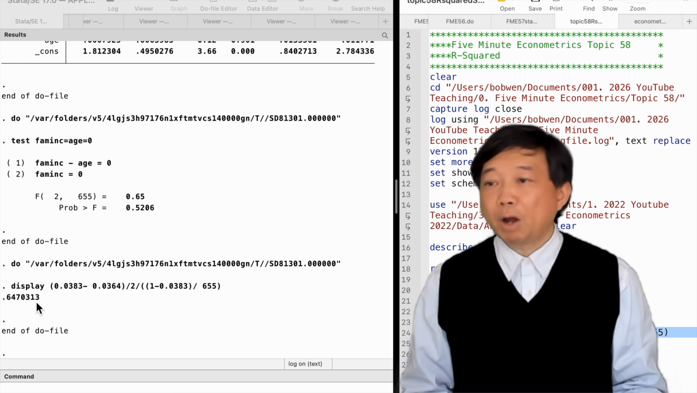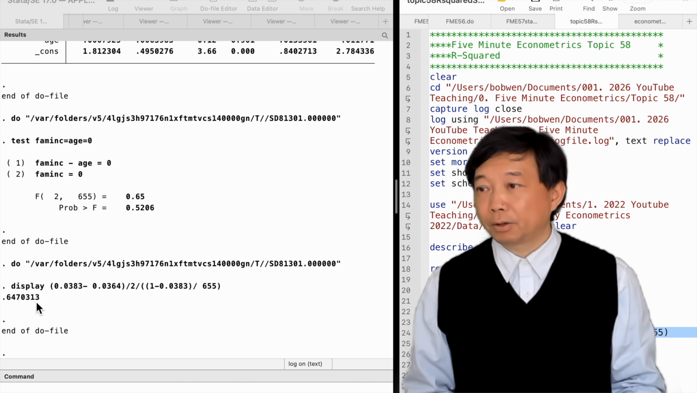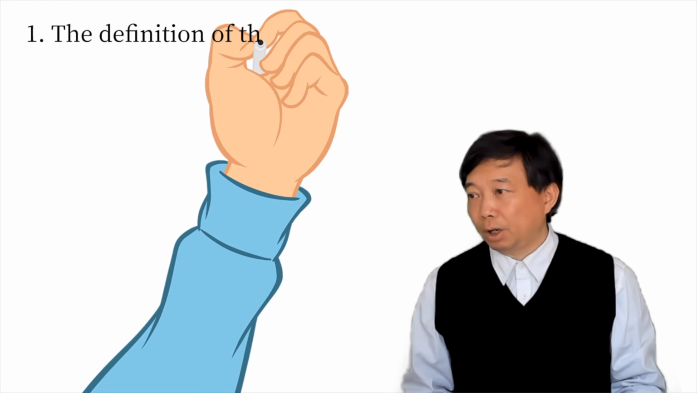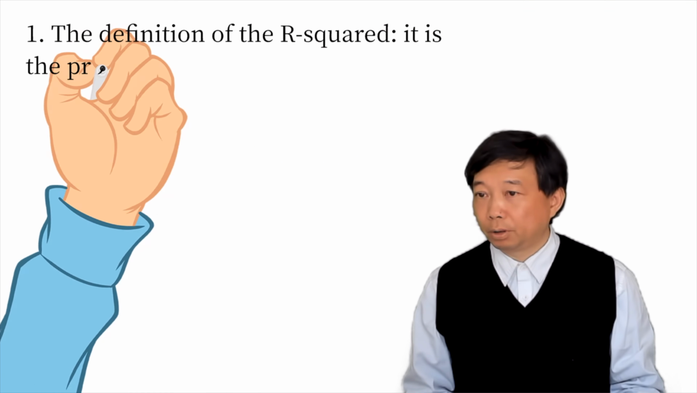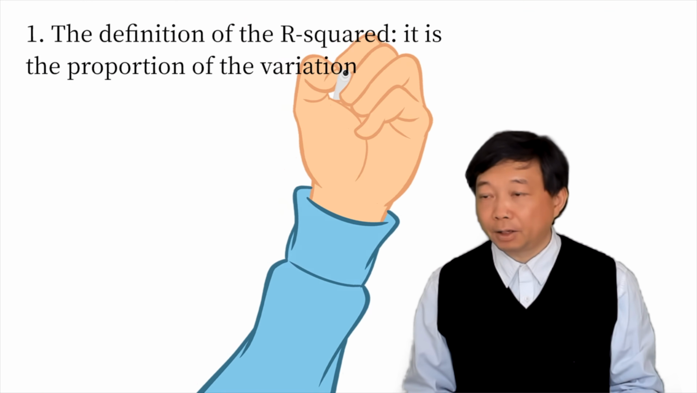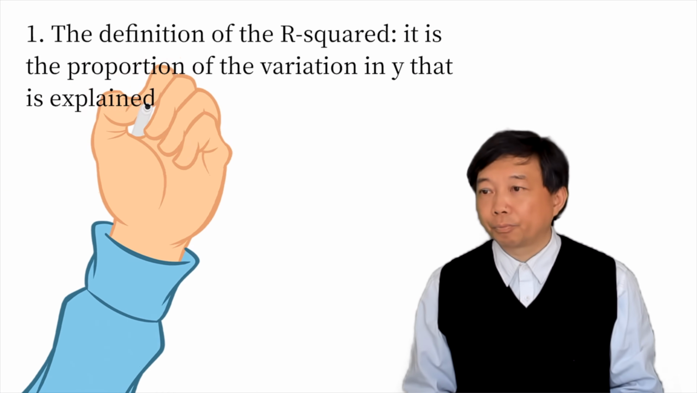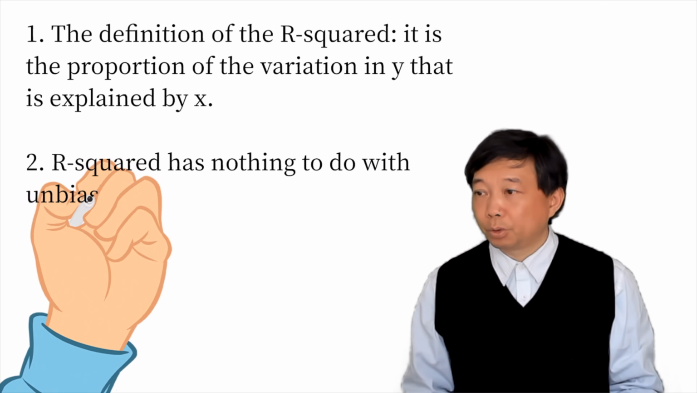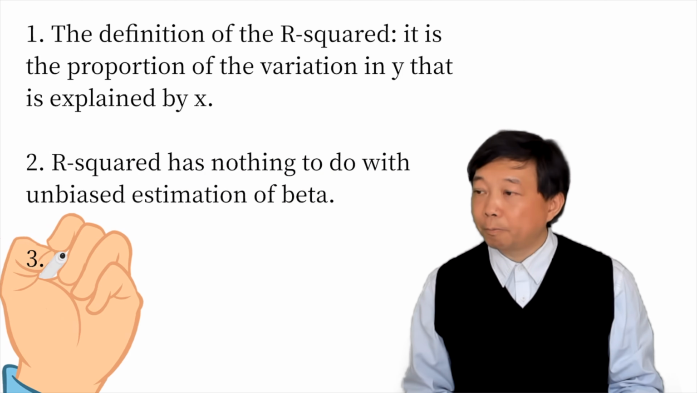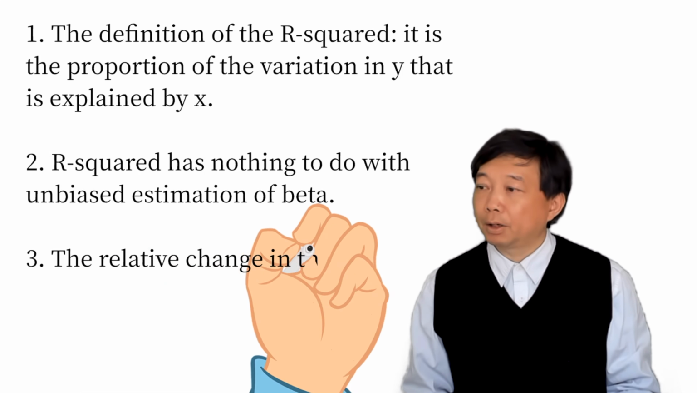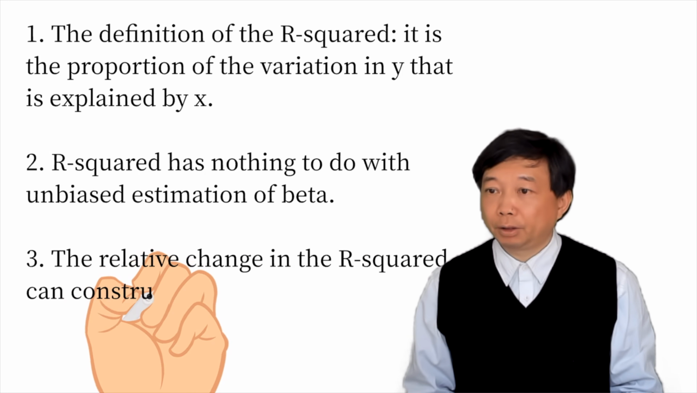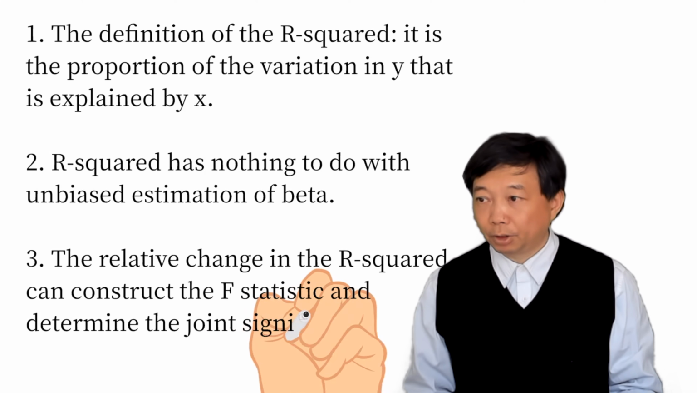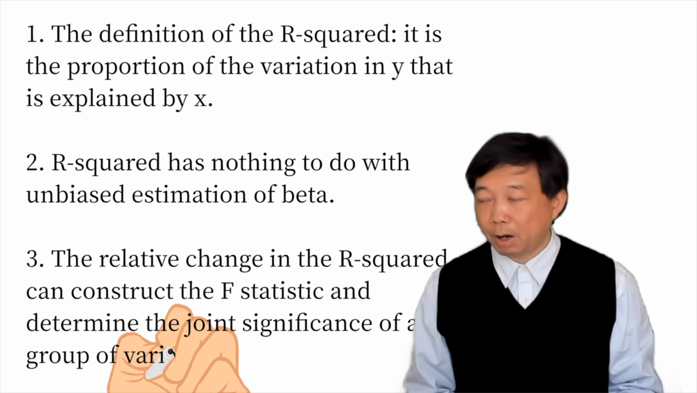Finally, let me wrap up today's topic by emphasizing 3 points. First, the definition of the R-squared. It is the proportion of the variation in y that is explained by x. Second, R-squared has nothing to do with unbiased estimation of beta. Third, the relative change in the R-squared can construct the F-statistic and determine the joint significance of a group of variables.